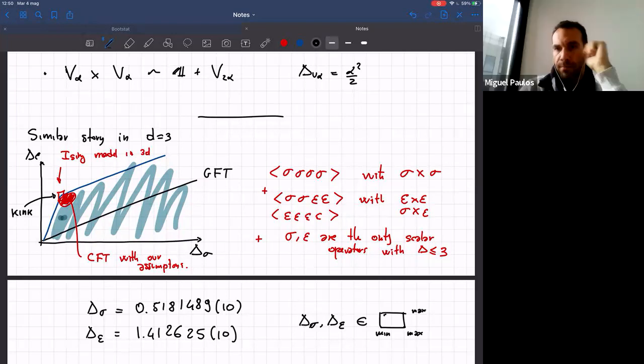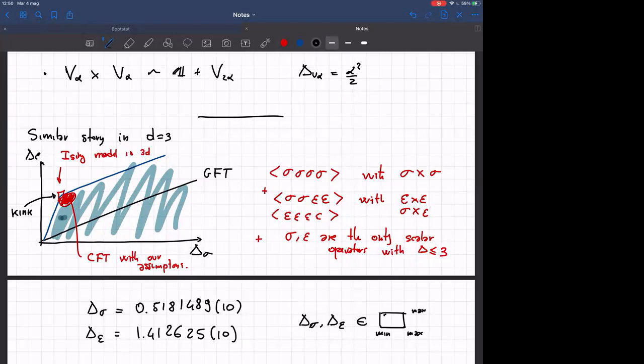More questions for Alessandro? Yeah, sorry, I have one. What is in 3D at the boundary between the allowed and not allowed region? So there is something like the minimal models in 2D?